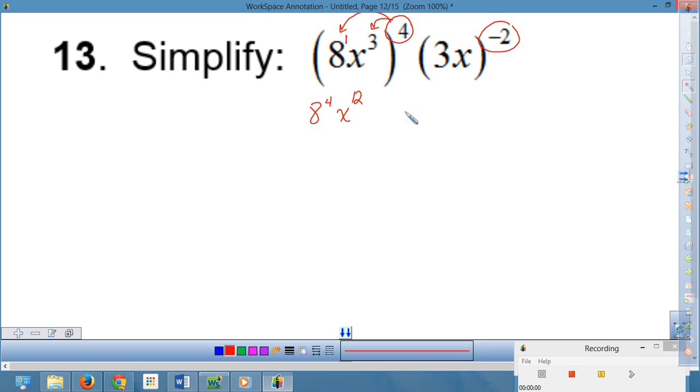Okay? Over here, we're going to distribute the negative 2. Remember, that has an understood 1, and this does too. So you get 3 to the negative 2, and x also to the negative 2. And remember, we're multiplying these two things. Now, we still cannot do 8 times 3 because they have exponents. So what we'll have to do is figure out what they get us.